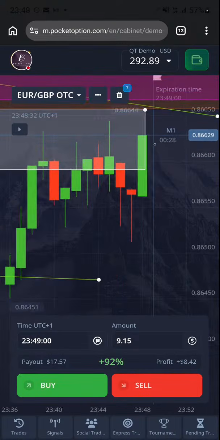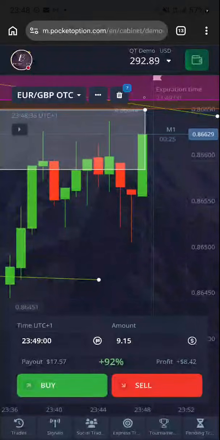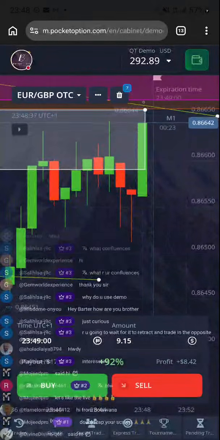Now I feel like going with the sellers after this, but I really wish they come up here. I wish they come up here. That would be so nice.